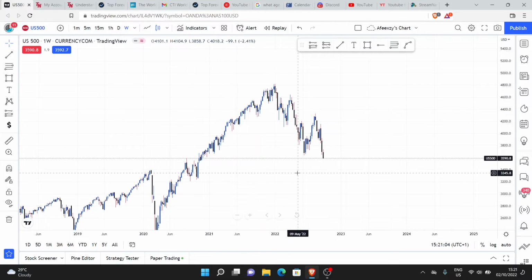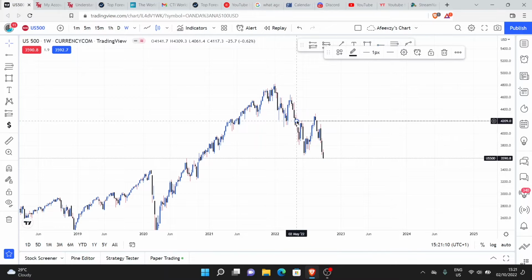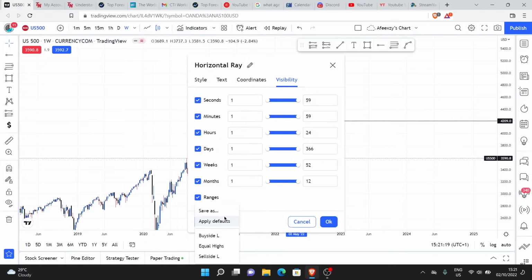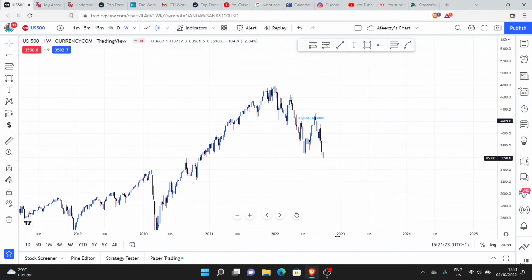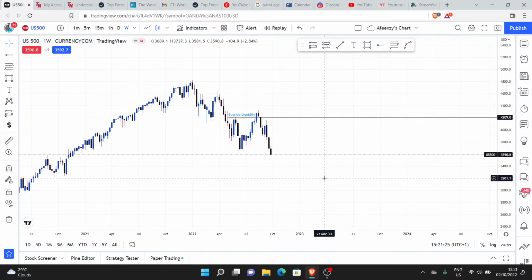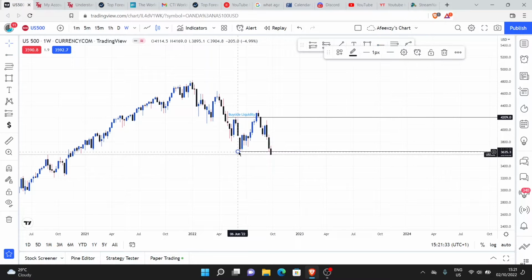On our S&P 500, you can see that here was a high that was taken out before making a new low. Let me put buy side liquidity. As you can see, that was a buy side liquidity that was being taken, and here was a sell side liquidity that has been attacked.